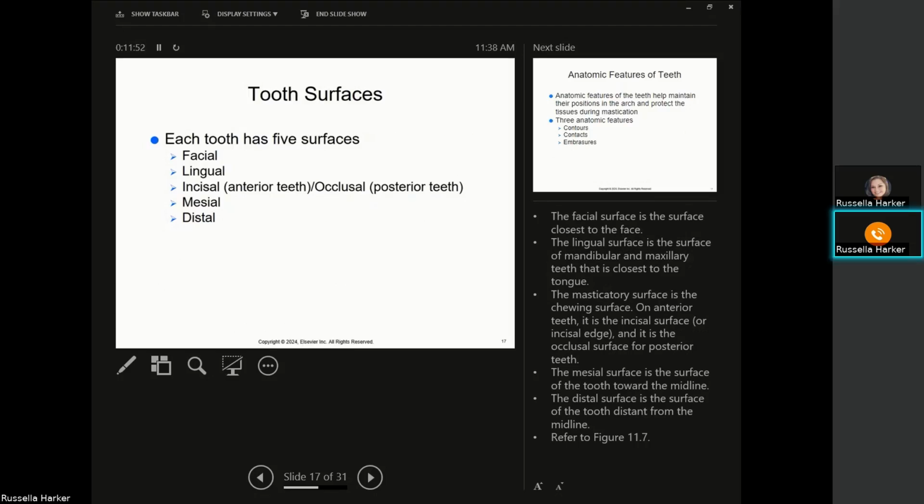Mesial, the front part of the tooth, like in between the teeth where you would floss, the part that's towards the midline or the front side of the tooth is the mesial. Distal is the back side of the tooth. When you put your floss in, it's the part that's more towards the back of your mouth, the distal side of the tooth, or the furthest away from the midline.